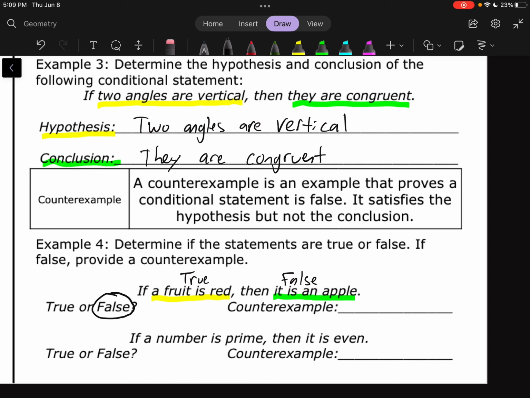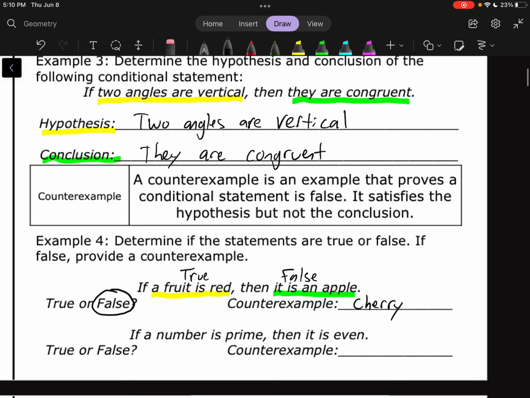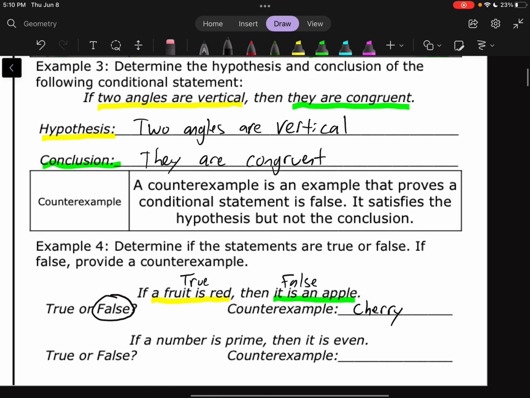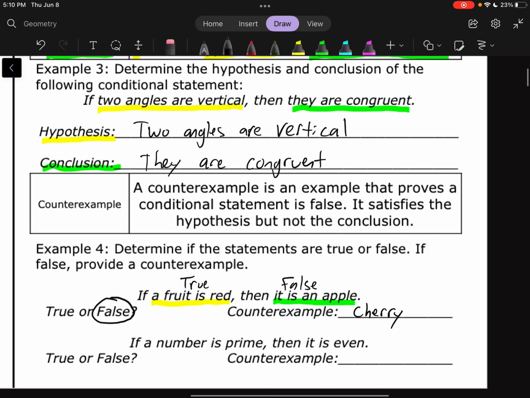So what is a fruit that is red but is not an apple? How about a cherry? Right, it could be a strawberry. Could be plenty of fruits there that are red that are not apples. Lots of berries, right? Raspberry, who knows? Next one says, if a number is prime, then it is even. Now, that's certainly false as well, right?